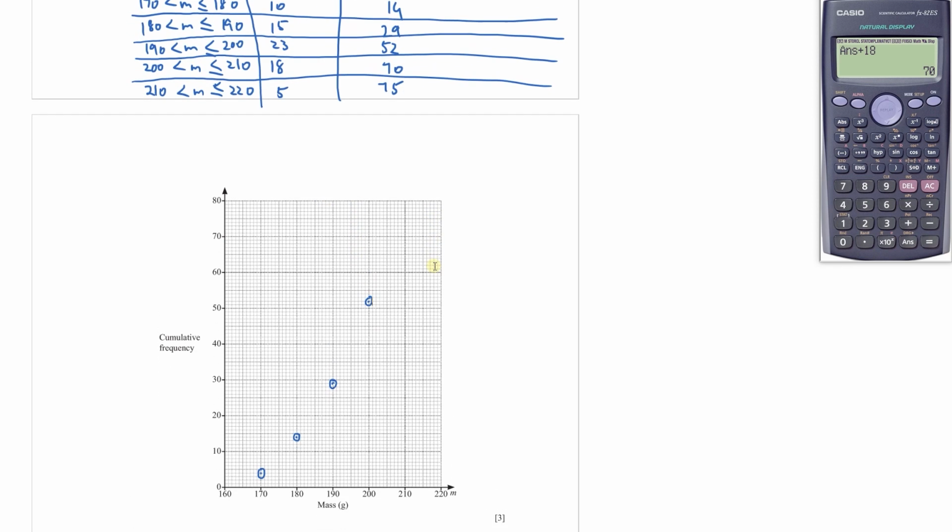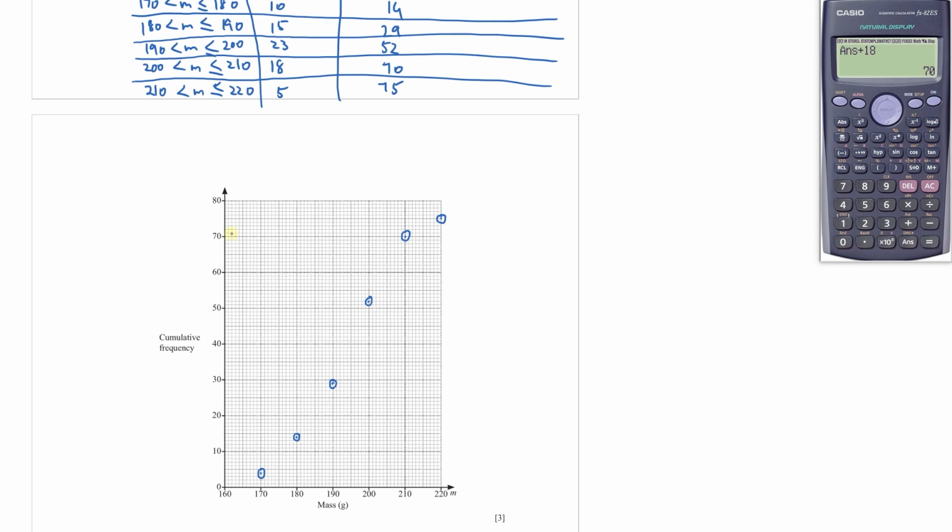210 and 70. So 210 and 70 will be this value. And the final value is 220 and 75. It will be this value here.